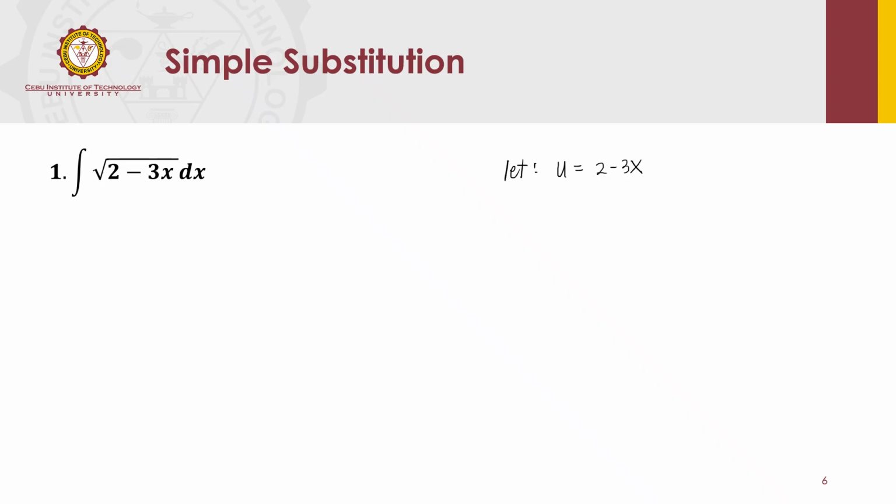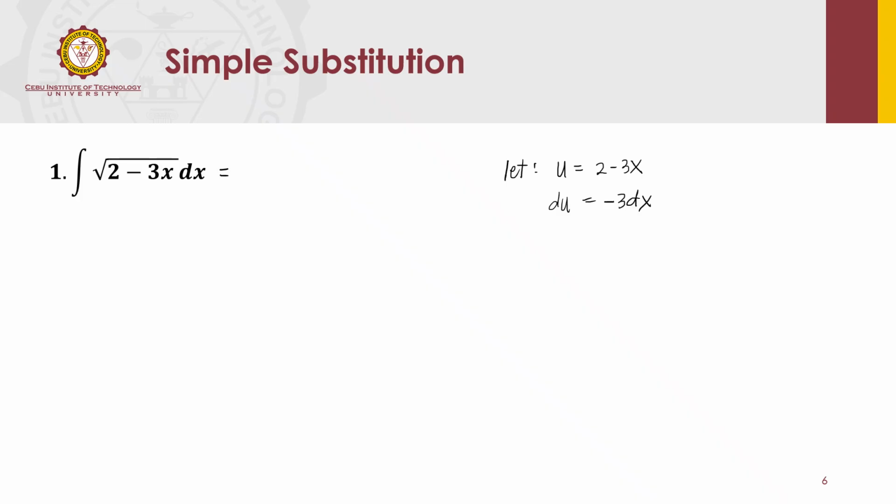So solving for the exact differential of u, take note, it's 0 for the derivative of 2, minus 3 for the derivative of 3x. It's a common error to forget the 0. So it's -3 dx. Meaning we are lacking a -3 from the given. So we can put a -3.